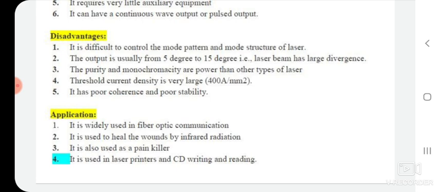Next, applications of this semiconductor diode laser. First, it is widely used in fiber optics communication. It is used to heal wounds by infrared radiation. It is also used as a painkiller. It is used in laser printers and CD writing and reading. You can use this semiconductor diode for CD writing and reading.